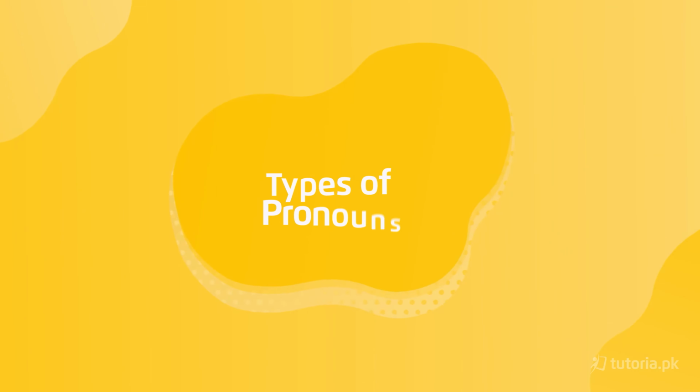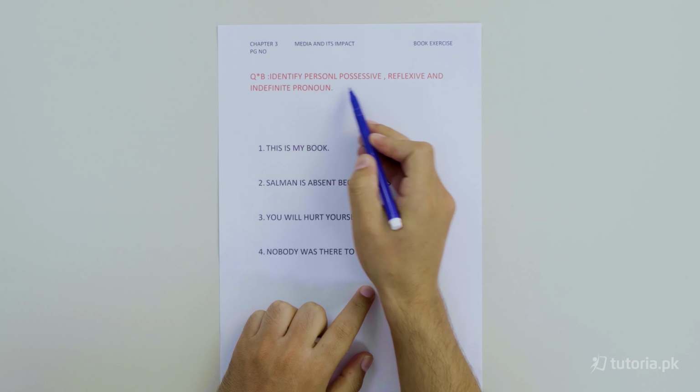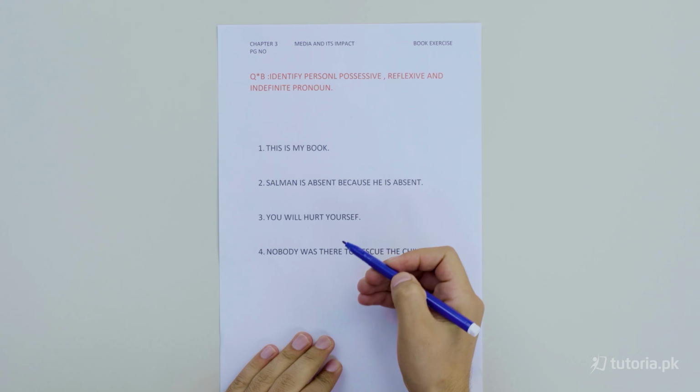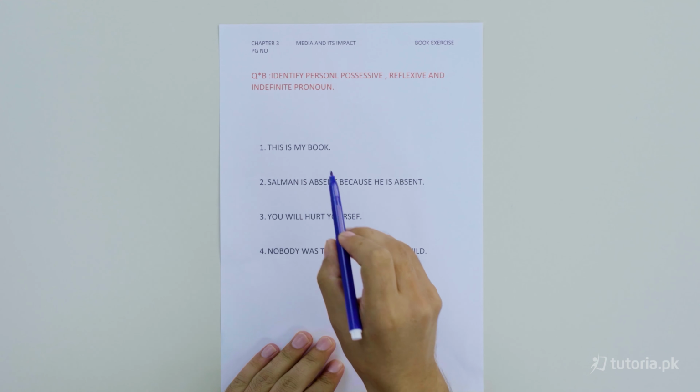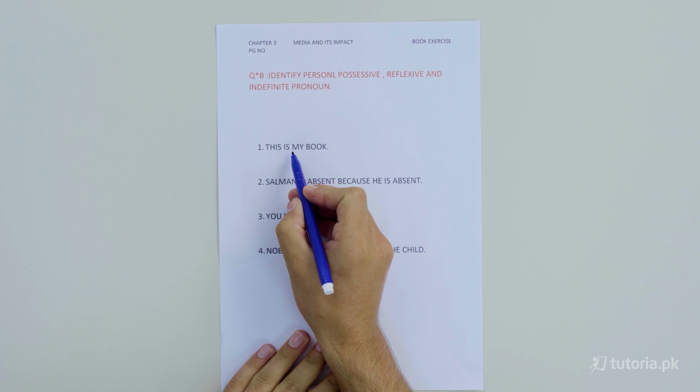Students, we are on the next exercise of chapter number 3, and this exercise is related with the types of pronoun. Let's see what is the question. The question is identify personal, possessive, reflexive and indefinite pronouns. Here we are given 4 statements and we have to identify which kind of pronoun is being used in this sentence. The first is, this is my book.